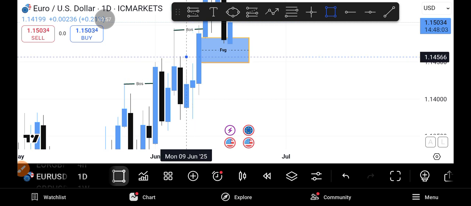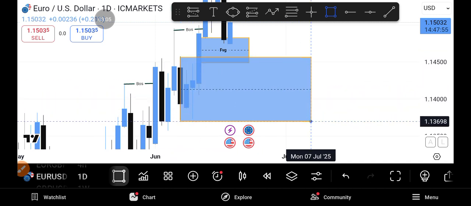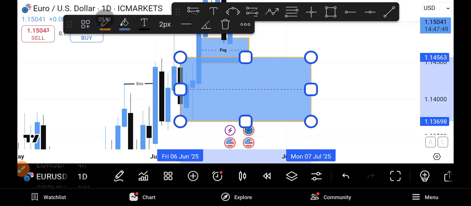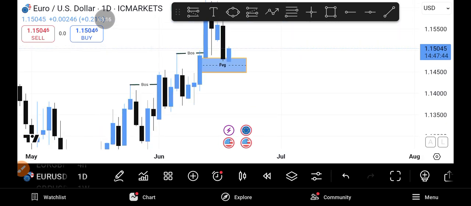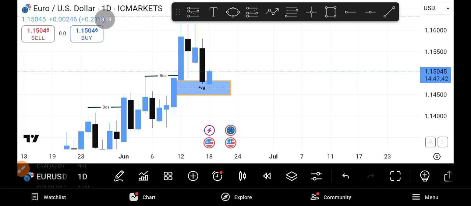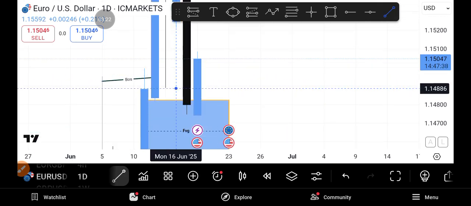we can mark this whole body as another block. But this order block is too large because we have a very large fair value gap. So I don't think price is going to come down like that because we also have an inducement here.